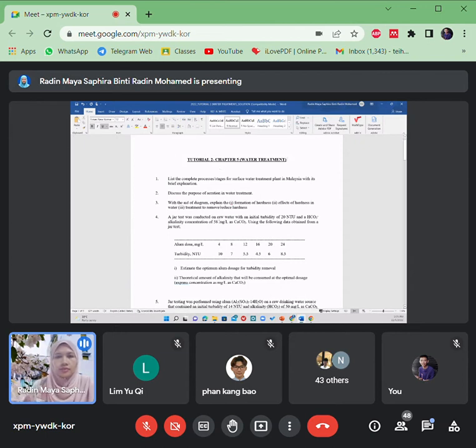Okay, first question: list the complete process or stages for surface water treatment plant in Malaysia with its brief explanation. Sebelum saya jawab, kita nak tanya dulu siapa yang boleh jawab ni. Kalau tanya volunteer ada ke? Is there any volunteer to answer this question? Tak ada. So kalau tak ada, saya tanyalah. Kan, to warm up.